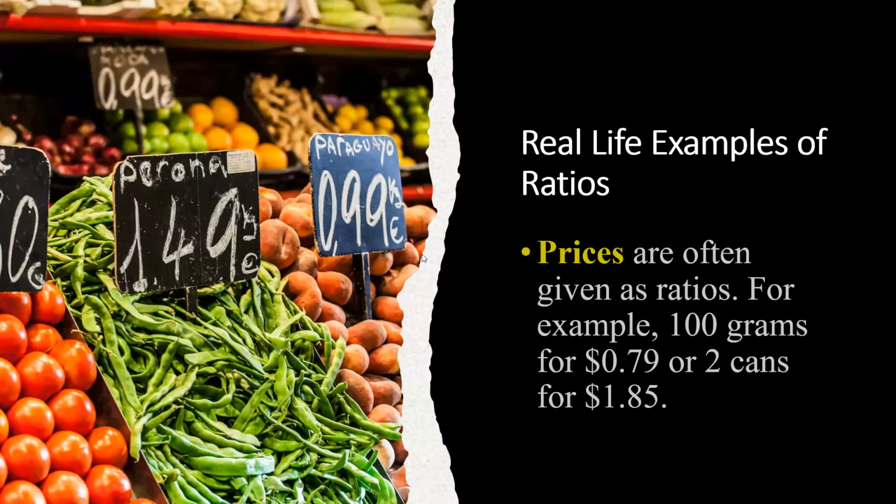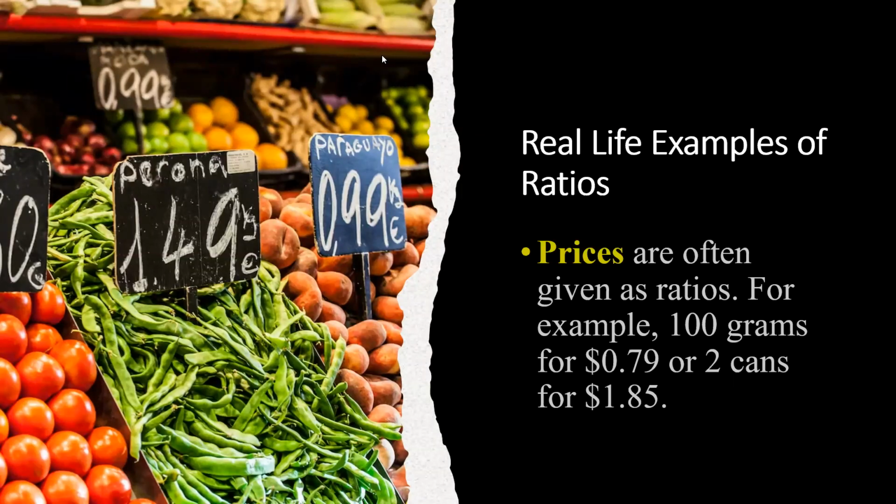All right. So, Martin, can you read prices, please? Real life examples of ratios. Point one, prices. Prices are often given as ratios. For example, 100 grams for $0.79 or 2 cans for $1.85. Very good. So we have ratios every day.